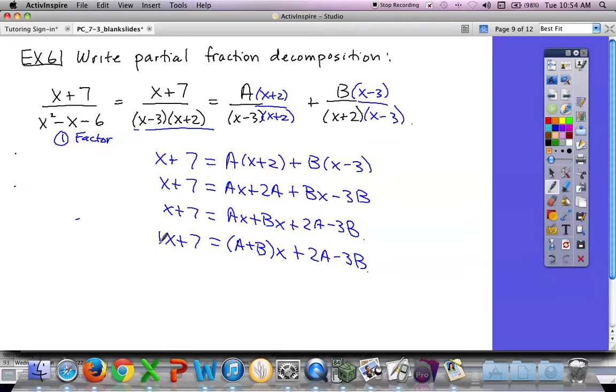Make the equation between these two: a plus b equals 1. Okay. Now, there's a constant term on the right. Well, this represents the constant term on the left, the 7. This represents the constant on the right. So in order for what's on the left-hand side of the equal sign to equal what's on the right-hand side, the constants have to be equal. So it must be that 2a minus 3b equals 7. So that's a system of equations.